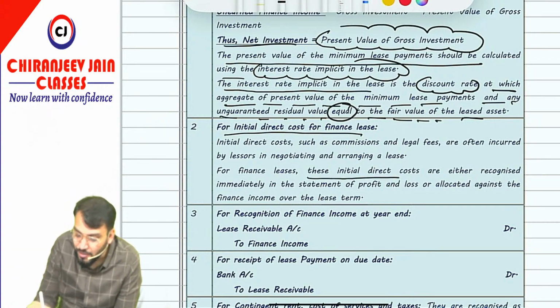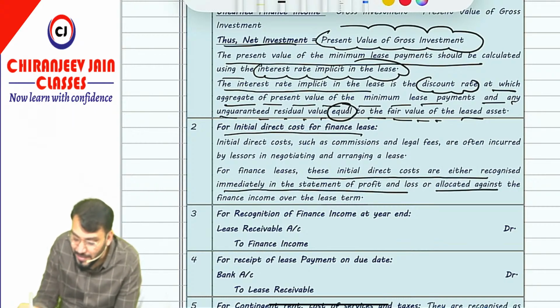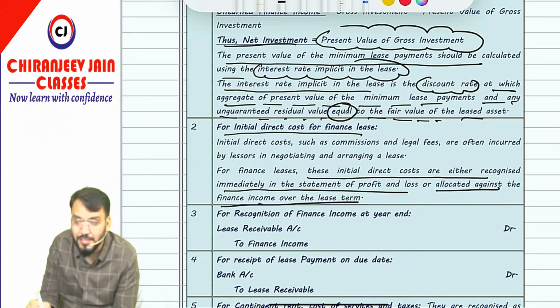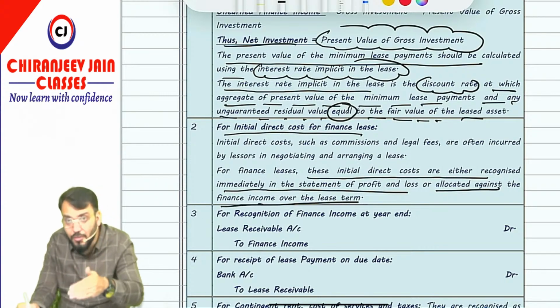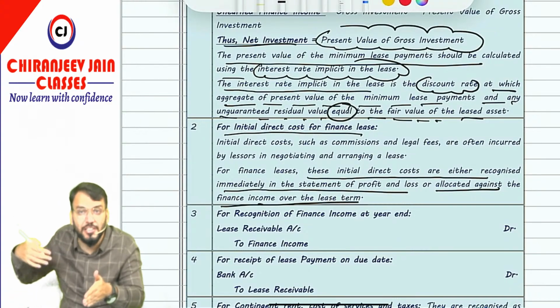Either these initial direct costs are recognized immediately in SOPL as an expense or allocated against finance income over the lease term. Means it will be deferred and will be recognized as an expense over the lease term in the ratio of finance income.